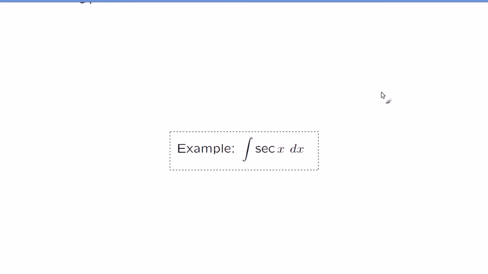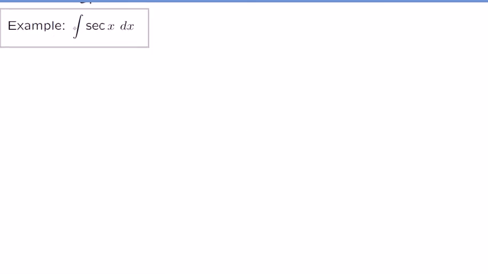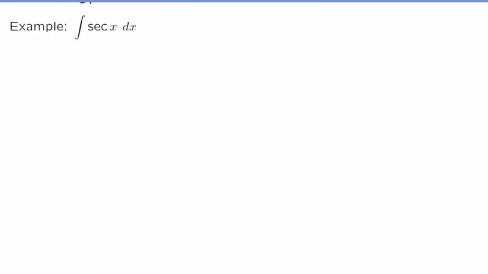Antiderivative of secant x? Natural log of secant x plus tangent x. That's the answer. And their answer is like cheating. They already know the answer and pretend they discovered this. So this is one reasonable approach.